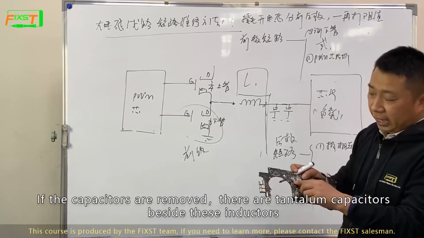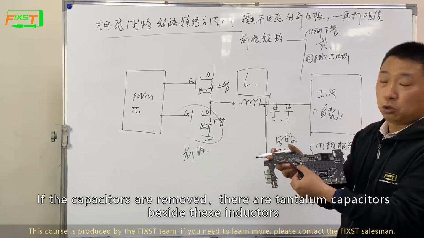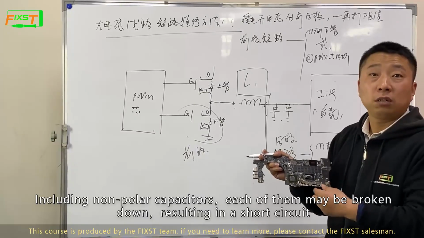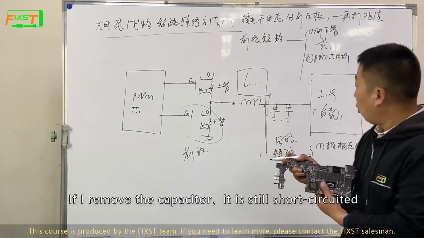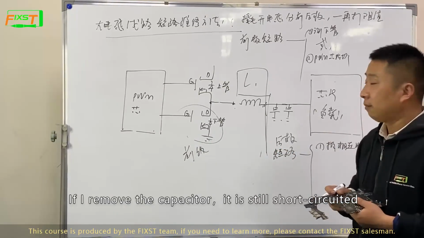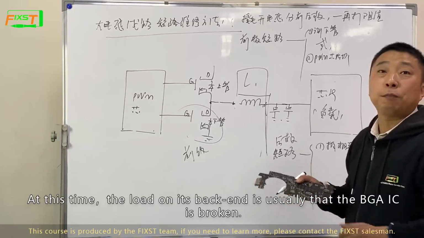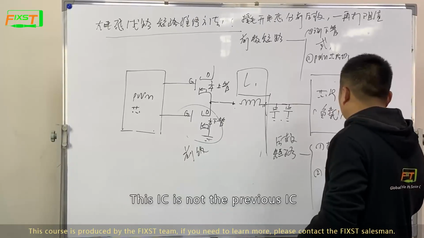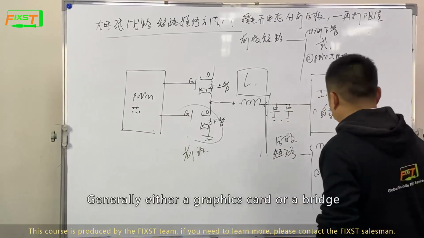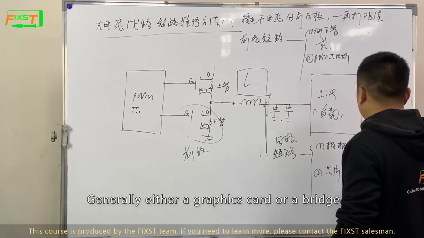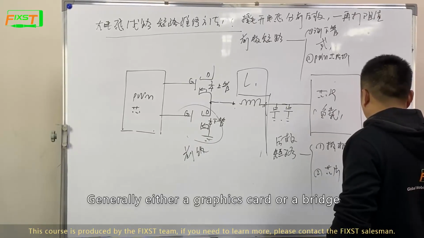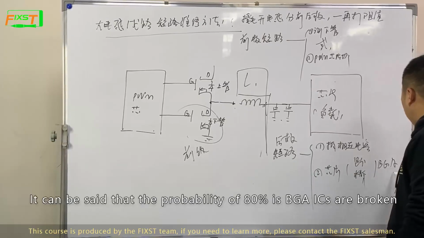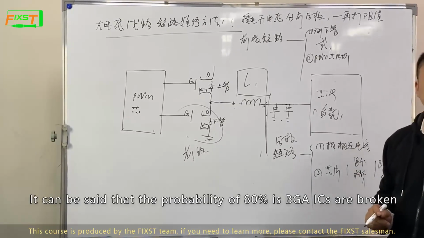If the capacitors are removed, there are tantalum capacitors beside these inductors, including non-polar capacitors. Each of them may be broken down, resulting in a short circuit. If I remove the capacitor and it is still short-circuited, at this time the load on its back end, usually the BJ IC, is broken. This IC is not the previous IC. Generally, it is either a graphics card or a bridge. Such ICs are broken, all BJ ICs are broken. It can be said that the probability is 80% that the BJ ICs are broken.